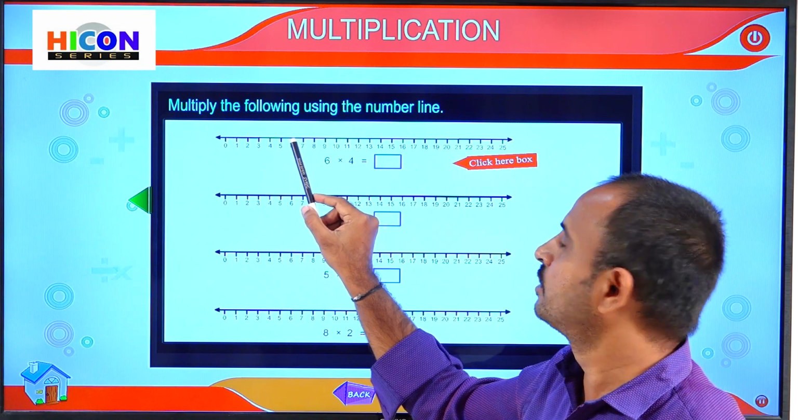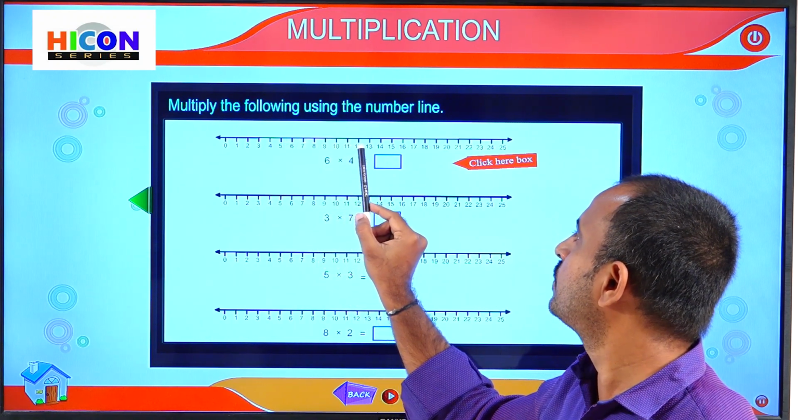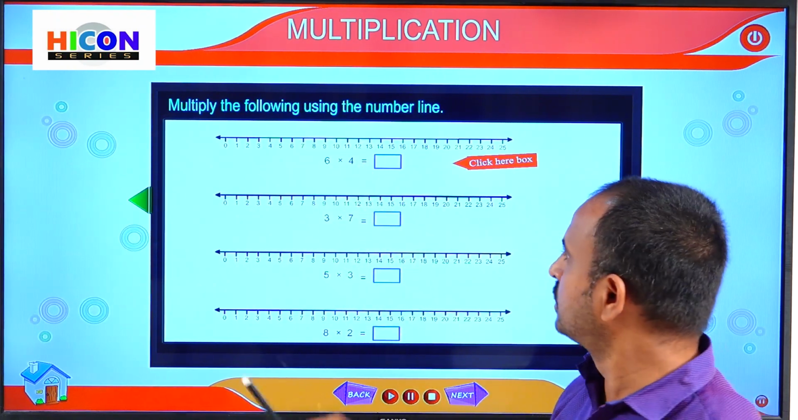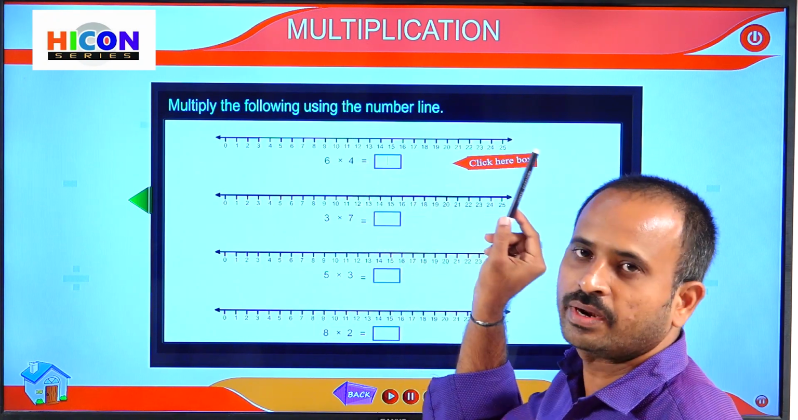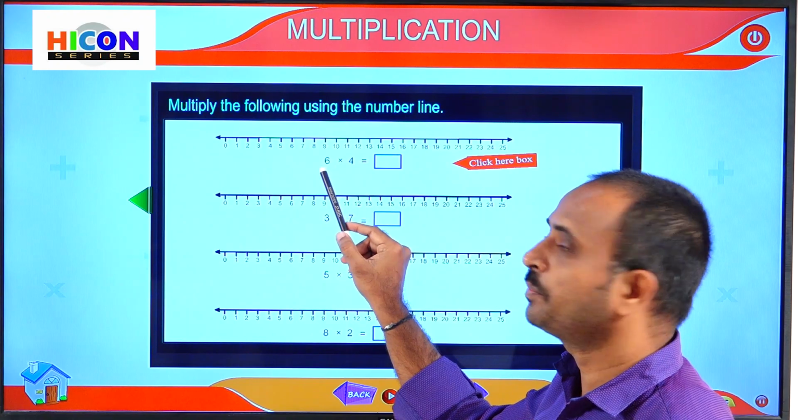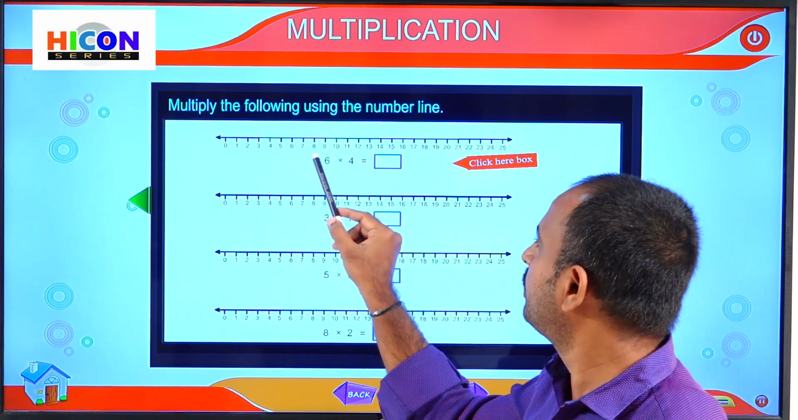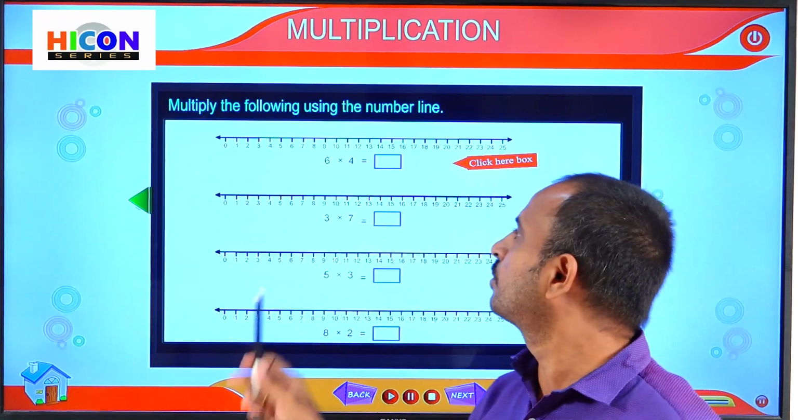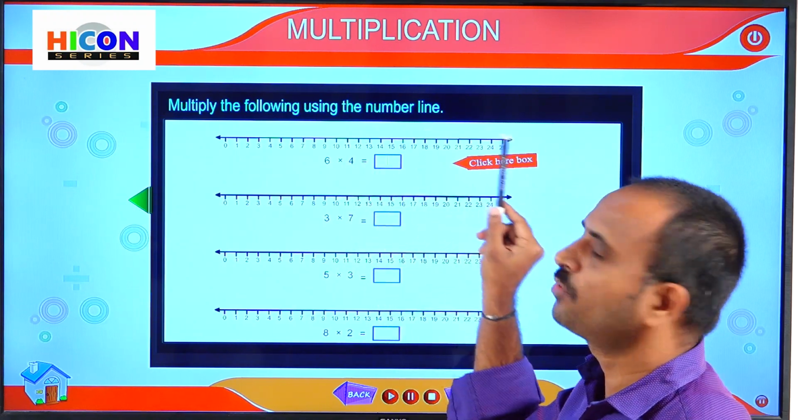And again count 6 numbers. That is 1, 2, 3, 4, 5, 6. The second step is up to 12. So in this way, move 4 steps forward on the number line, and for each step you have to cross 6 numbers. The first number represents the number of numbers you have to cross, and the second number represents the number of steps you have to move.